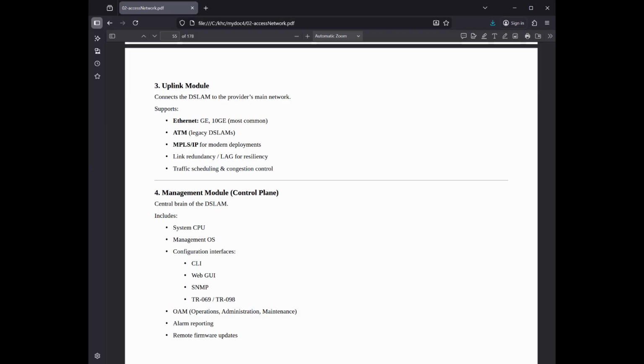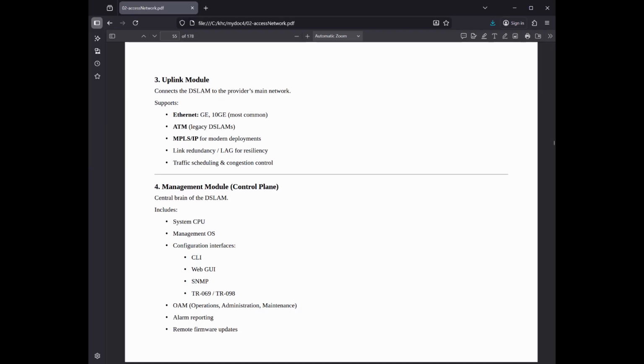3. Uplink module, the gateway. The uplink module, or network interface card, provides the high-speed connection to the ISP's core network. Aggregation: it takes the combined traffic from all active line cards and funnels it into a few high-capacity ports. Interfaces: modern uplinks typically use gigabit Ethernet, GbE, or 10 GbE fiber optic interfaces, using SFP/SFP+ transceivers. Redundancy: most enterprise-grade DSLAMs have slots for 2 uplink modules to provide failover protection. If one fiber link is cut, the other takes over instantly.